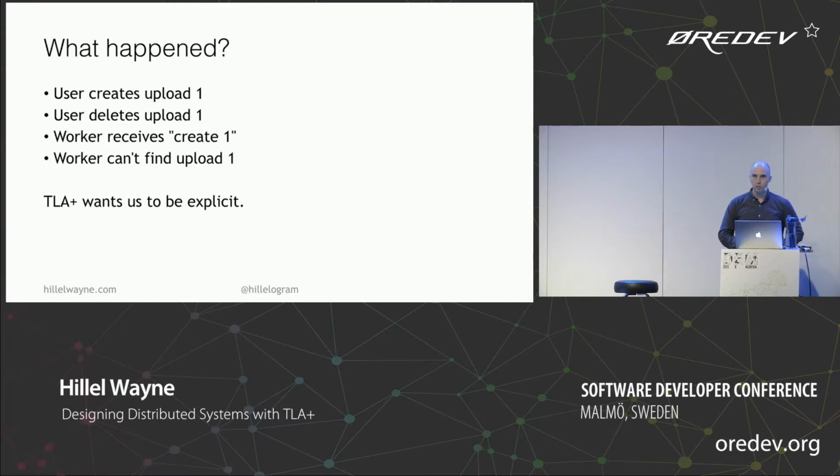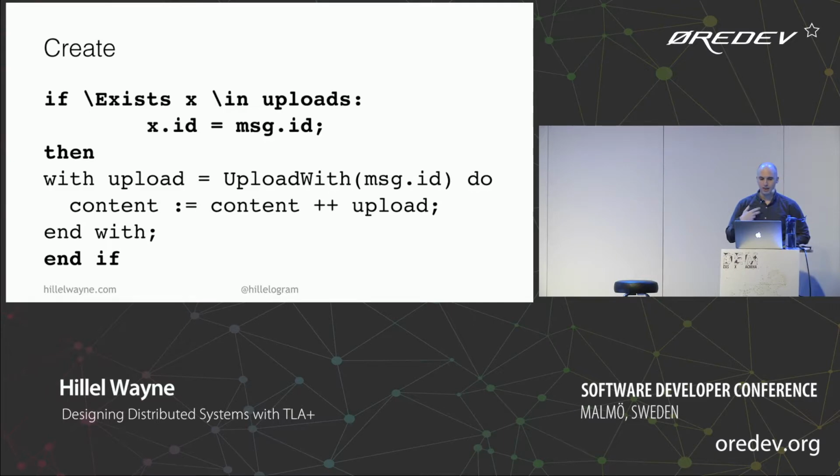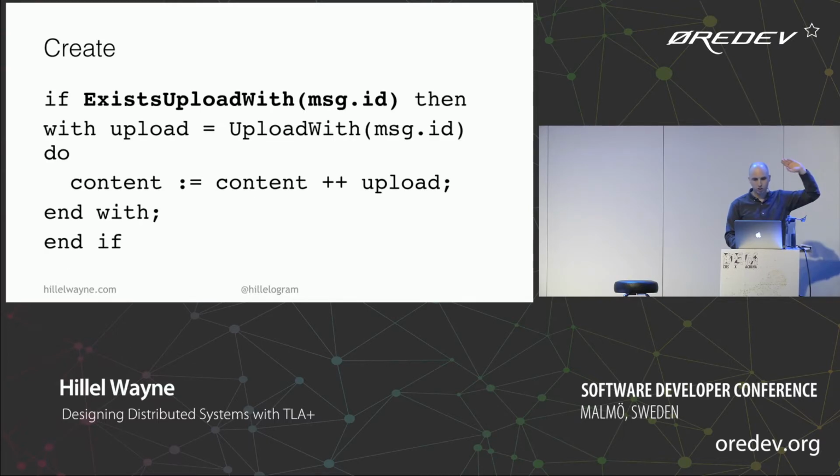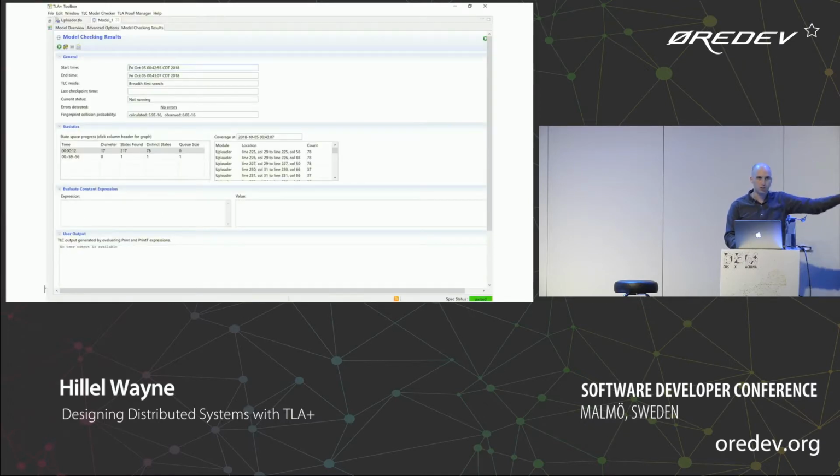TLA Plus says, be explicit. So I'm going to say that if the message does not exist, just skip it. If it exists, go ahead. If it doesn't exist, end. I'm going to shorten it to that for the future. We do similar things for the edit and the delete, and our model now passes.